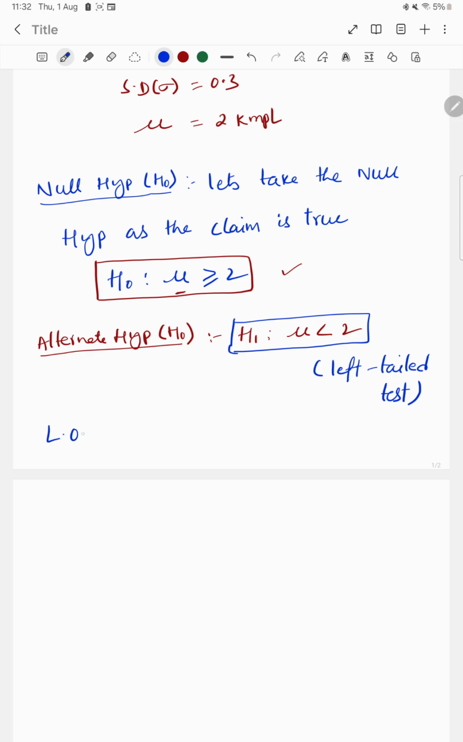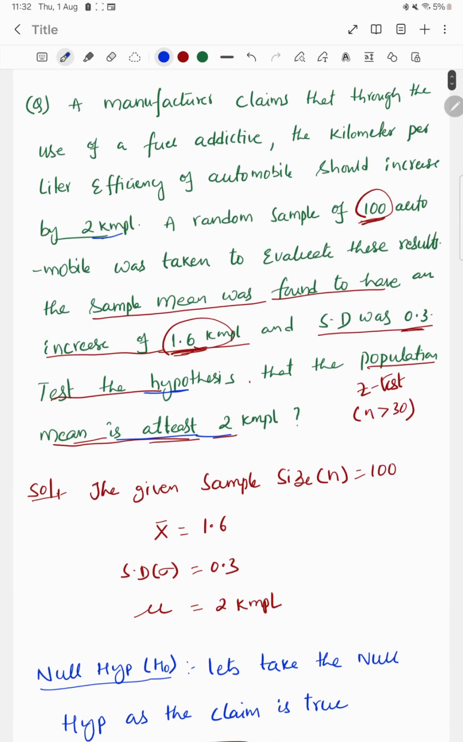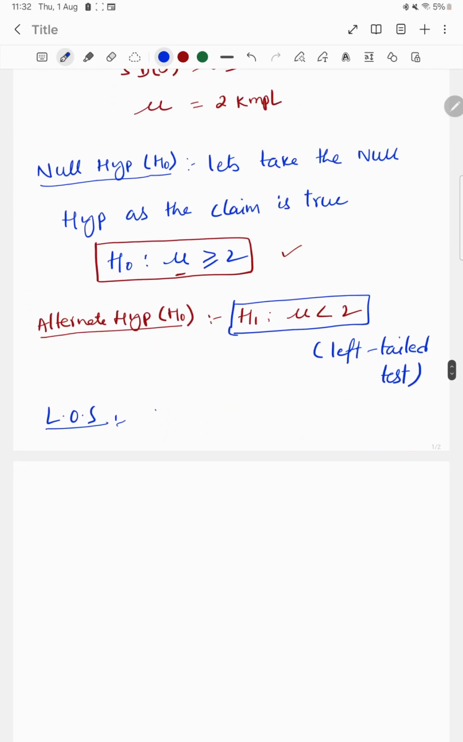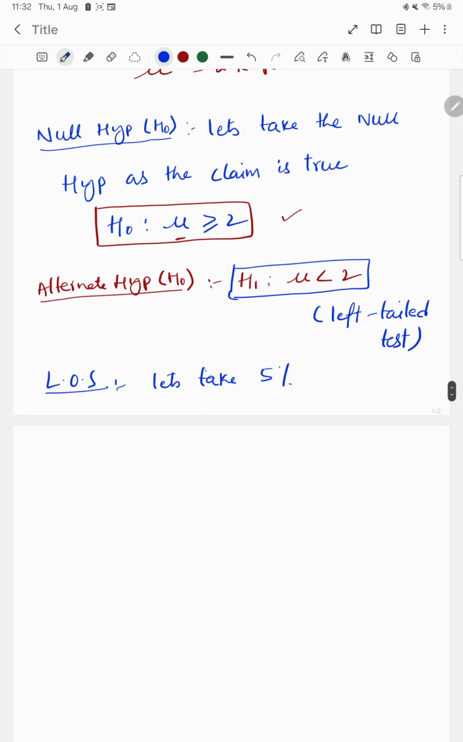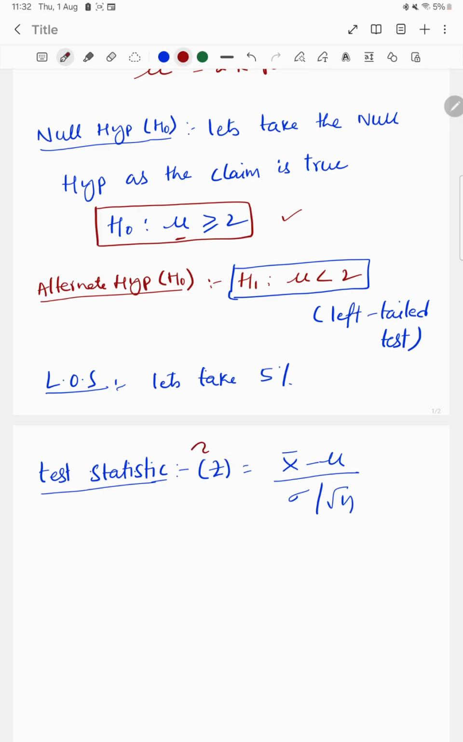Now coming to the third step, level of significance. It was not given in the question, so let's take 5%. Now coming to step 4, test statistic. This problem is coming under a large sample problem, that is Z test. So our test statistic Z will be x bar minus mu divided by sigma by root n. This is the formula for testing of hypothesis to test a claim.